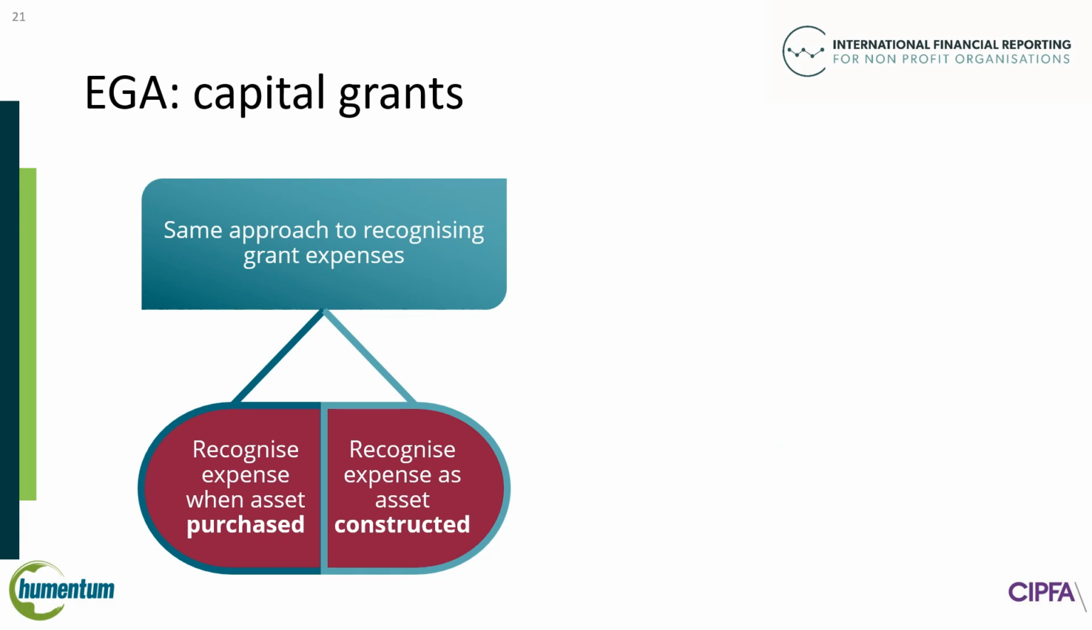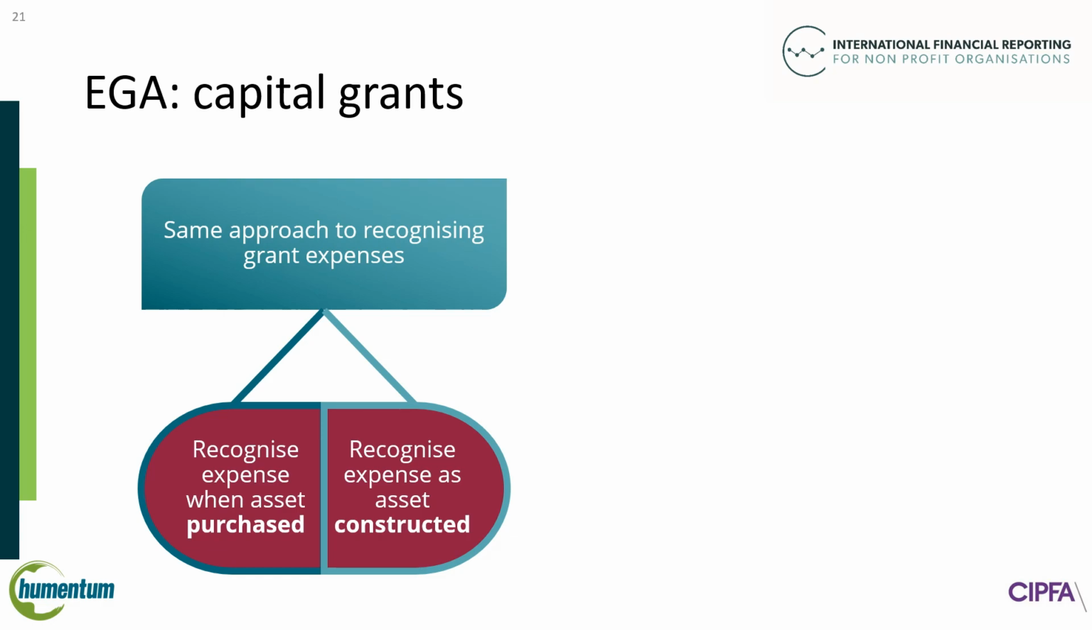An EGA that requires the grant recipient to acquire or construct a non-current asset, that the grant recipient will then control, is termed a capital grant. The approach to recognizing a grant expense involving a capital grant is the same as with any other grant expense. Where the grant recipient purchases a non-current asset, the grant expense will be recognized when the asset is purchased. However, where the grant recipient constructs a non-current asset, it is likely that the grant fulfillment right will be met over time, as the asset is being built.